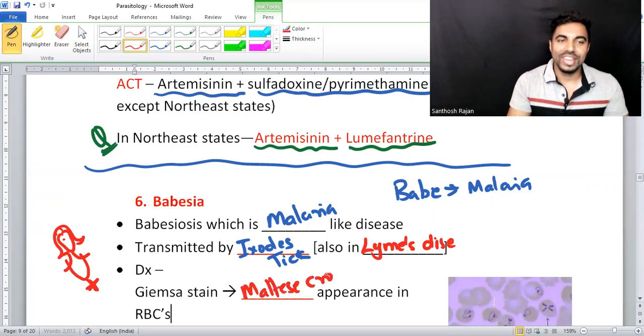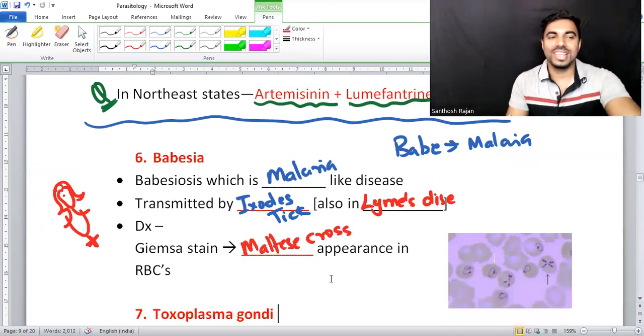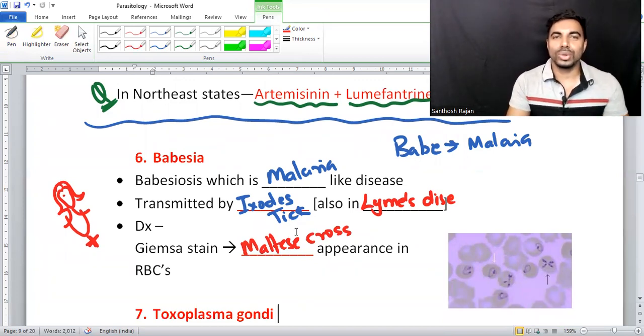Maltese cross. This question is asked. Where do you see Maltese cross? Maltese cross is seen in babies. Baby gets a tick bite, an Ixodes tick bite, and the baby looks like malaria. So this is the one.